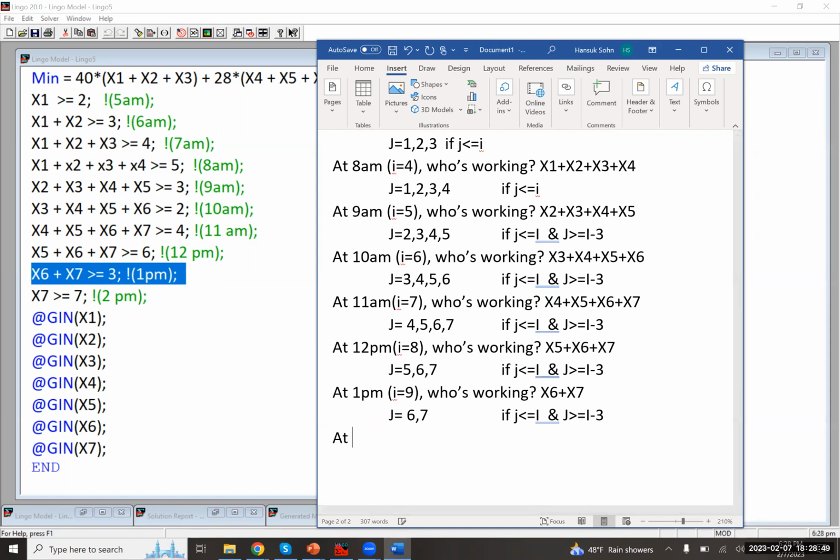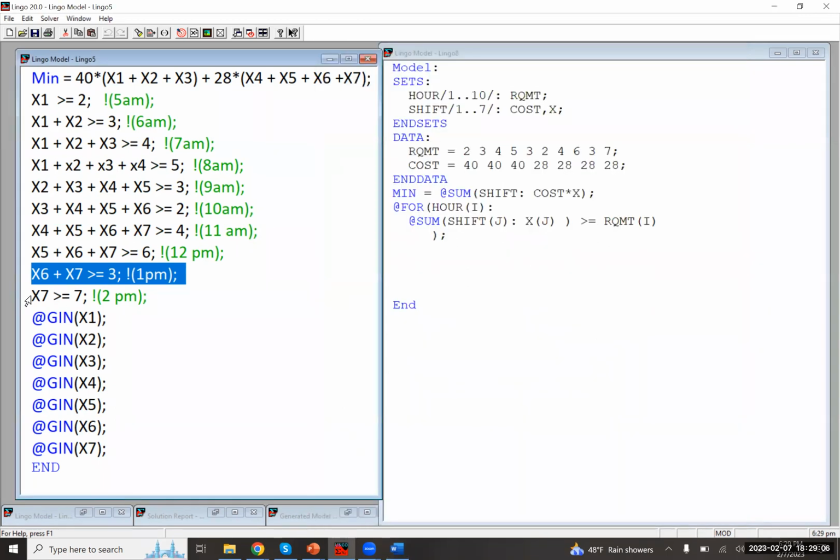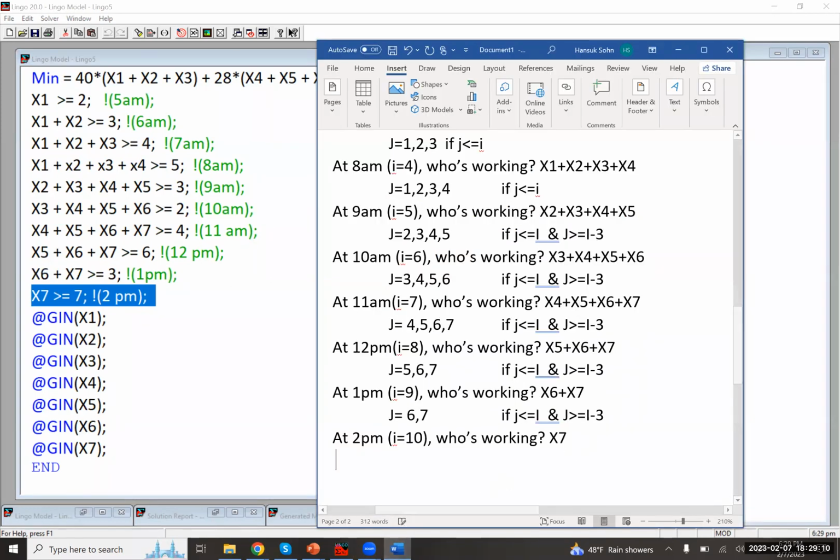So finally, for 2 p.m., that's our last time window. I equals 10, then who's working? X7, the last one here, X7 people only. So J takes the single value of 7, and we use the same constraint set.